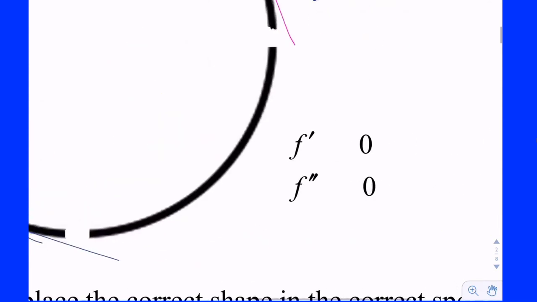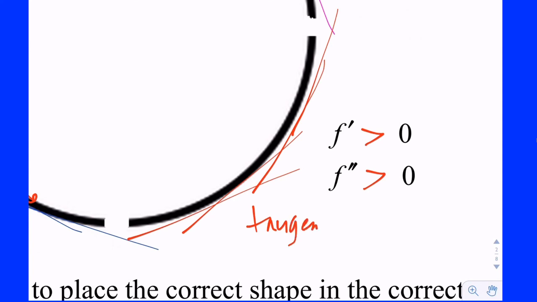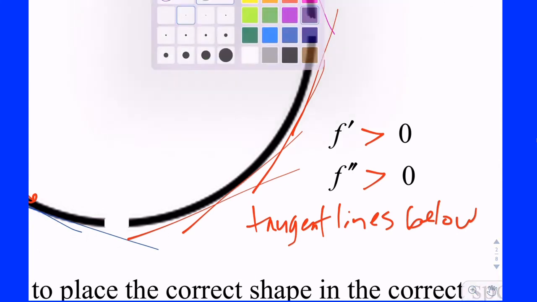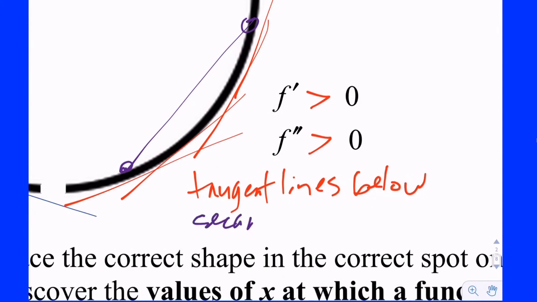And then the last little thing we'll do here today, increasing, concave up: f' is greater than 0, f'' is greater than 0. So the y values are getting bigger, but so are the tangent lines. Notice the slopes are getting steeper. Tangent lines are where? They're still below, and the secant lines are still where? Above.